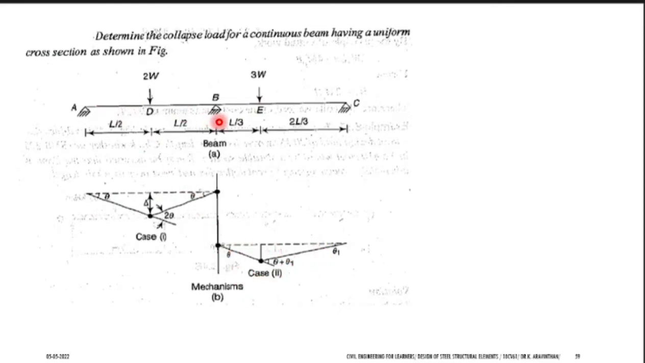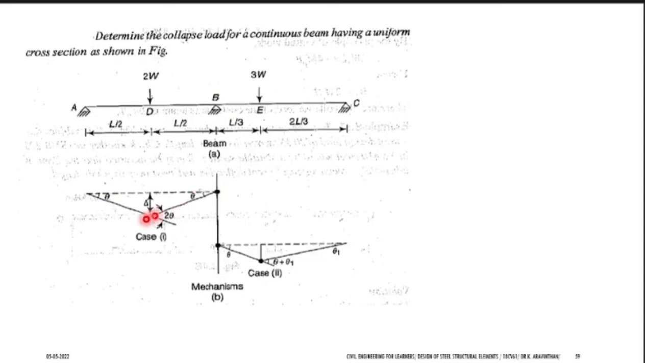Since you have two spans, understand that as many spans as there are, that many mechanisms should be written by you. If you have 3 spans, how many mechanisms will there be? 3 spans, you should have 3 mechanisms. You have 2 spans, span AB and BC. Hence you will have 2 mechanisms. Now let us take the span A and B.